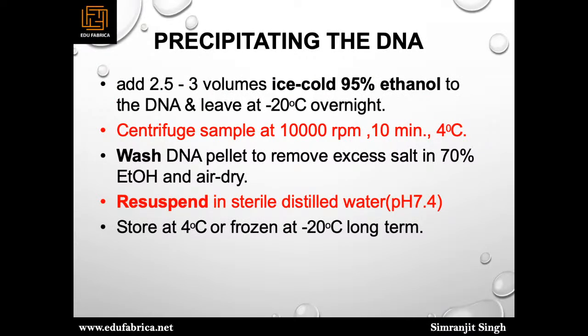Then precipitating the DNA: you add 2.5 to 3 volumes of ice cold 95% ethanol to the DNA and leave it at minus 20 degrees Celsius overnight. Then you centrifuge the sample at 10,000 RPM for 10 minutes at 4 degrees Celsius. Then you wash this DNA pellet with 70% ethanol to remove excess salts and air dry. Then you resuspend in sterile distilled water and store at 4 degrees Celsius, or for longer term you can store it at minus 20 degrees Celsius.